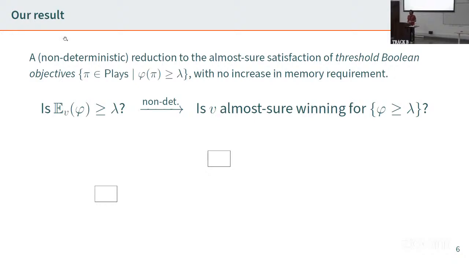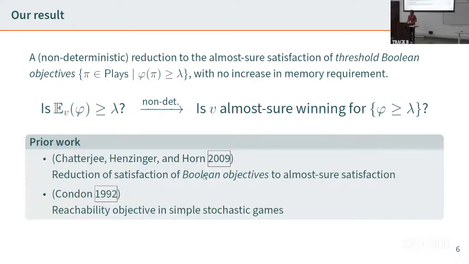Okay, so this is our result. What our main result is, is that we gave a reduction. We reduced the expectation problem to linearly many instances of the almost sure satisfaction problem, which we saw in the last talk. So we start with this expectation problem. We ask if the expected value of phi is at least lambda, and we give a non-deterministic reduction to an instance of the almost sure satisfaction problem. We ask if player 1 can almost surely satisfy the objective that phi is greater than lambda. We'll see what these lambdas are.